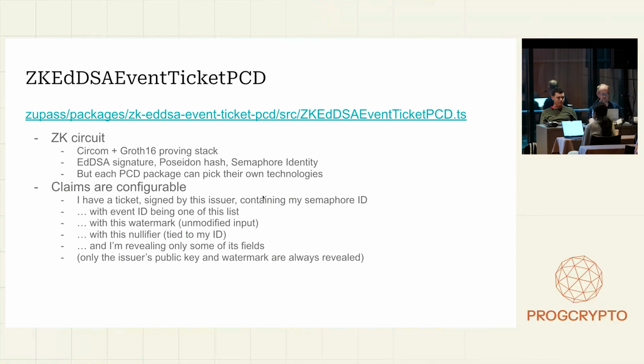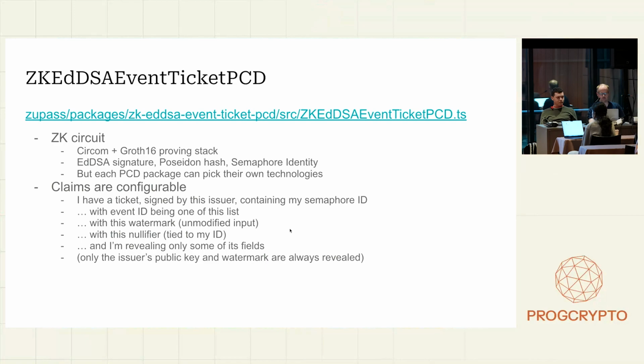But here's an English version of what the claim is. I have a ticket signed by this issuer containing my semaphore ID, the public commitment of my semaphore ID, and I can optionally prove that its event ID is one of the events in this list, which is an input. That's a way you can avoid revealing which event you attended, but you can say, I attended one of these events who have access to the Devconnect telegram.